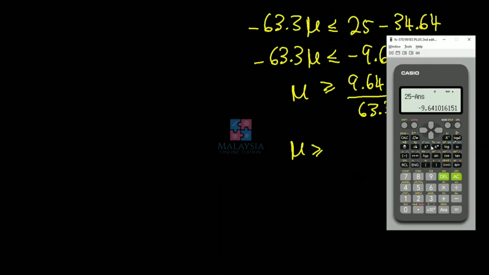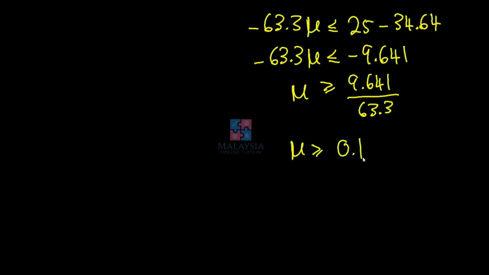And we will have a final answer of, as you can see, we have at least, right? So the answer, we negative it, so it becomes positive. So divide by 63.3, we will get 0.152. Okay, correct to 3 significant figures.